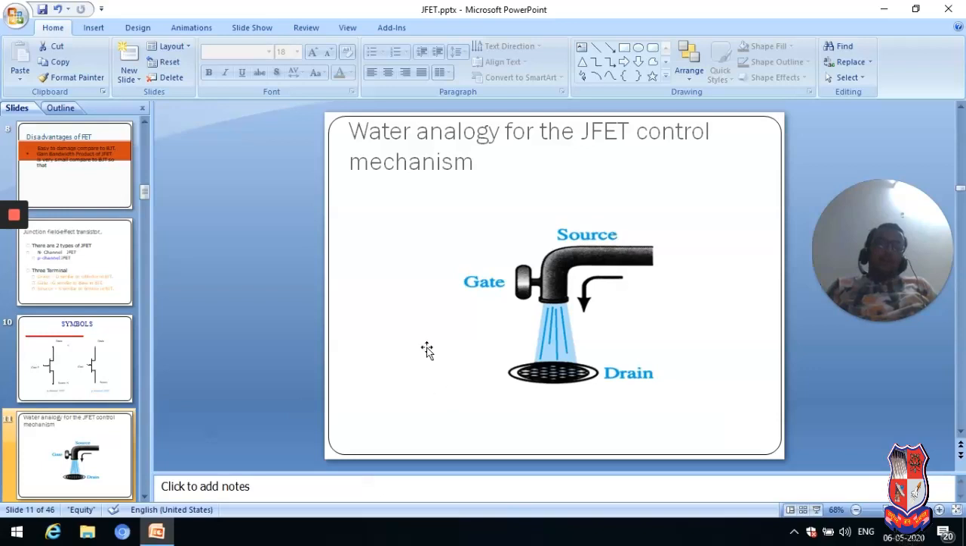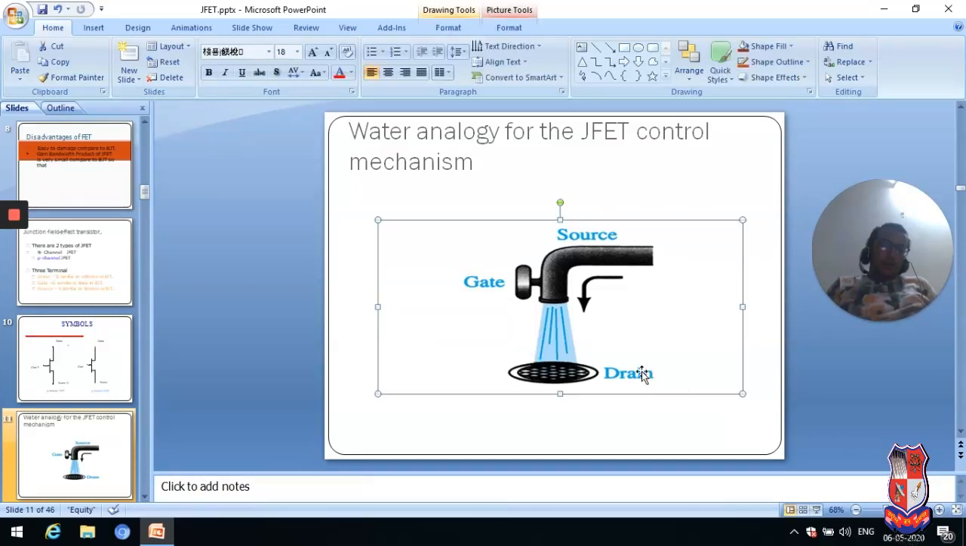Now I have explained this with the help of a valve of water. See this, this is the valve. It is used to control the current. Basically, this figure is given in the Robert Boylestad book, and based on that, we have discussed this point. Source means what? Able to transmit the water. Drain means what? It is used to collect the water. It is one type of bath or any particular material in which water can be collected.